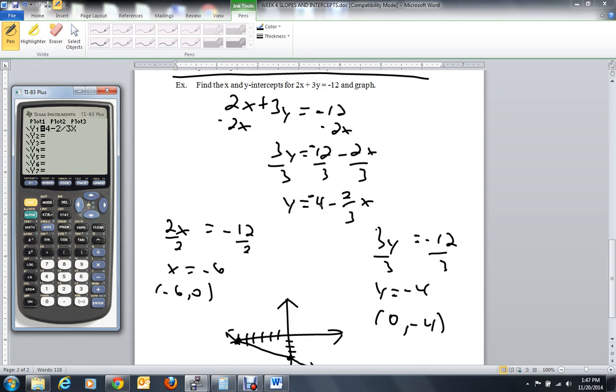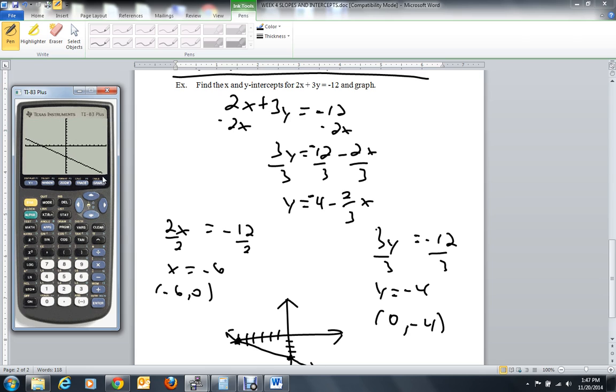So, with that in mind, do you know how I can type in that negative 4 without having to type the whole thing over? If I hit, notice where I'm blinking, second delete, which is insert, I can type in just a negative 4 without having to type the whole thing in. Then hit graph. Okay, now let's look at the table. 0, negative 4. Yep. And I need to see if negative 6, 0. I'm looking for where the y equals 0.